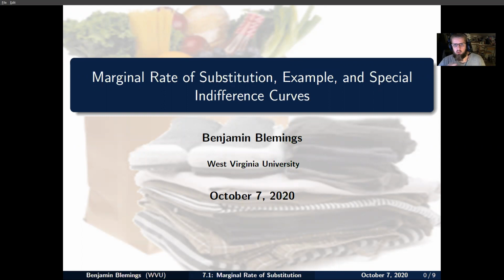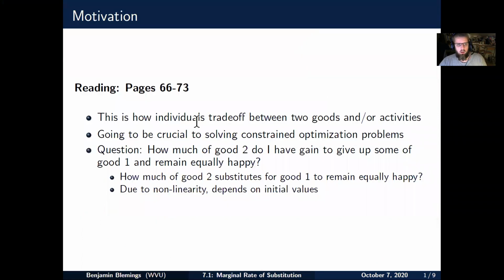Today we'll be talking about the marginal rate of substitution. I'll do some examples and I'll show you some special indifference curves from this. I'm excited. So before we get started, you should have read pages 66 to 73 in the textbook. And this is how individuals trade off between two goods and/or activities.